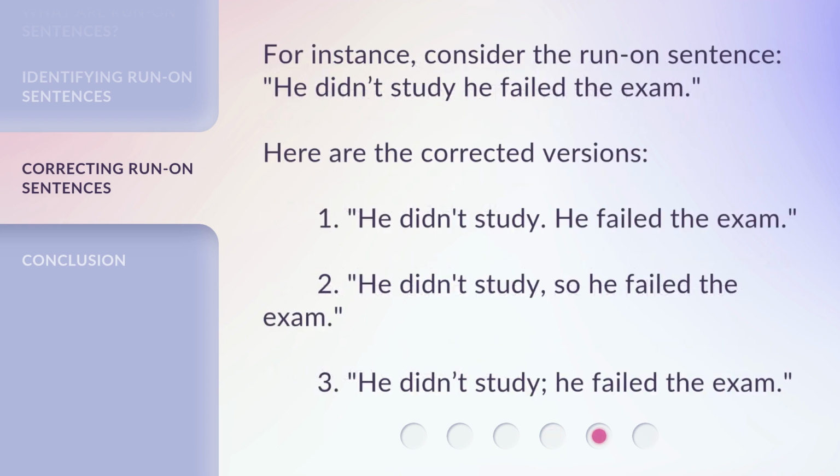For instance, consider the run-on sentence: He didn't study he failed the exam. Here are the corrected versions. 1. He didn't study. He failed the exam. 2. He didn't study, so he failed the exam. 3. He didn't study; he failed the exam.